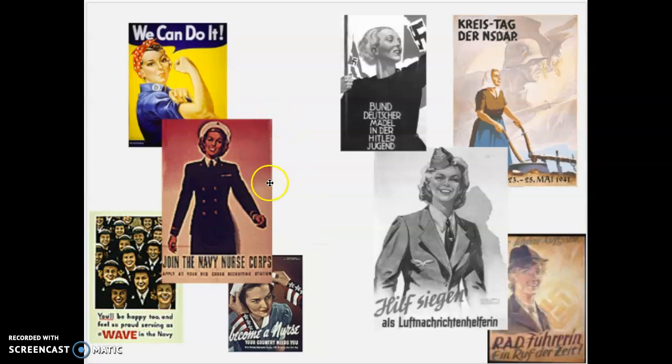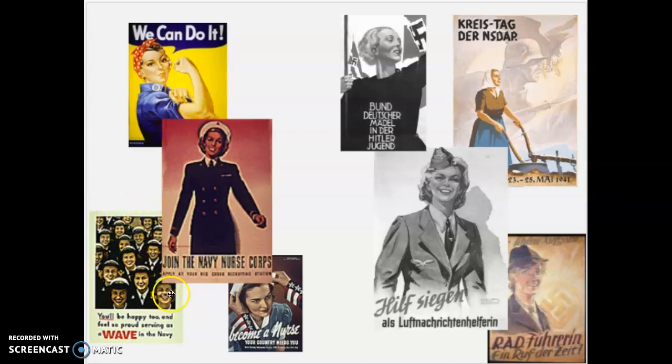So this is joining the Nurse Corps. This nurse is getting her hat on, with this woman's cuffs that are like legit flags. Become a nurse. Or you have the WAVES here, who were the women in the Navy who did a lot of naval intelligence. My grandmother did that, actually. She was a WAVE and transcribed Navy intelligence.